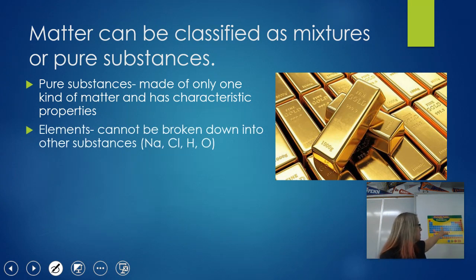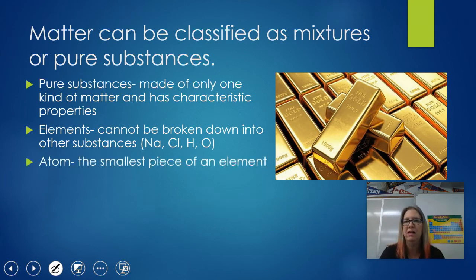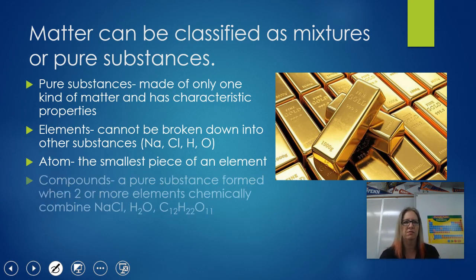Now, elements, these individual substances up here, those can't be broken down into any other substances. So any individual element on the periodic table, sodium, chlorine, hydrogen, oxygen, whatever, those are elements, okay? And the smallest piece of an element you could have is called an atom. You can break atoms down into smaller parts, but if I have a single atom of nitrogen, it's identifiable as nitrogen. If I break that atom apart, it's no longer going to be considered nitrogen, okay? So a single atom is the smallest piece of an identifiable element that you can have, okay?